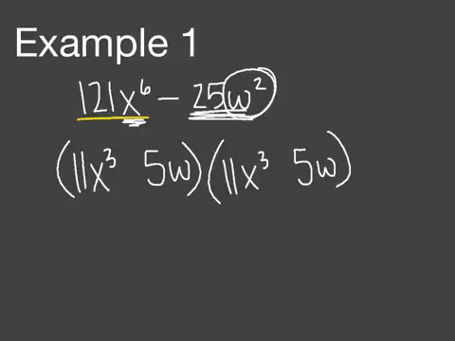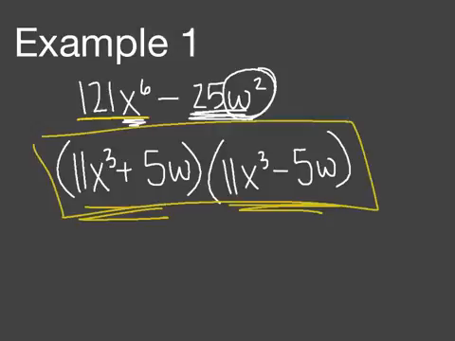And every difference of squares problem always has one plus sign and one minus sign. Again, please notice that both sets of parentheses here are exactly the same, except one has a plus sign and one has a minus sign. This is the final answer using difference of squares.